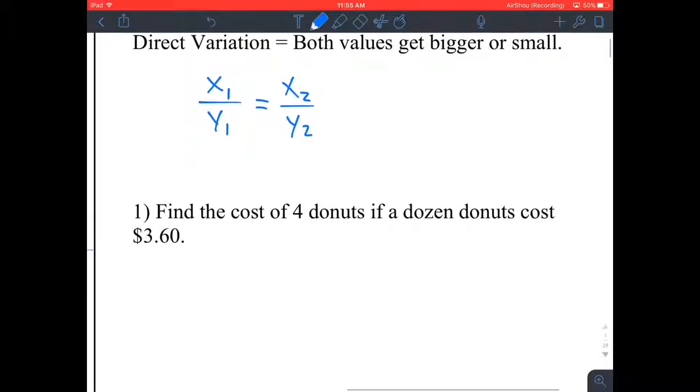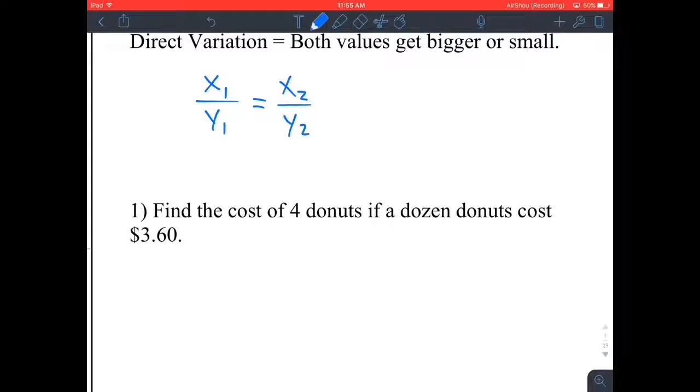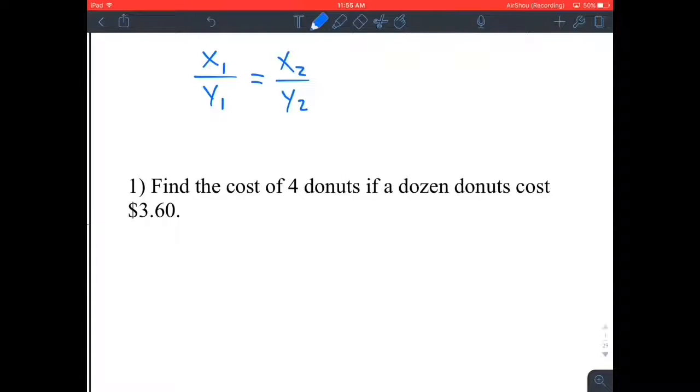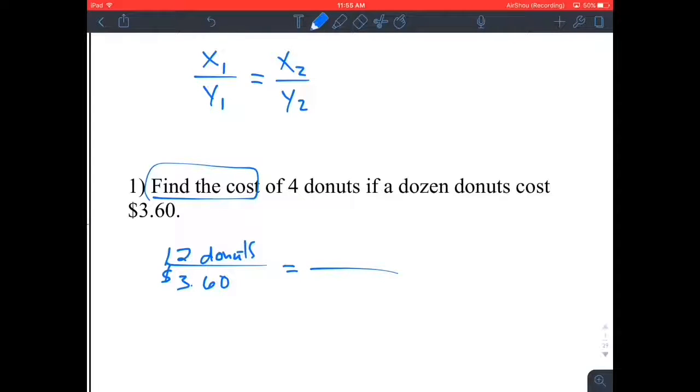Example. Find the cost of 4 donuts if a dozen donuts cost $3.60. Well, 1 dozen donuts, that's 12. 12 donuts cost $3.60. So find the cost, that's going to be on the bottom, of 4 donuts.